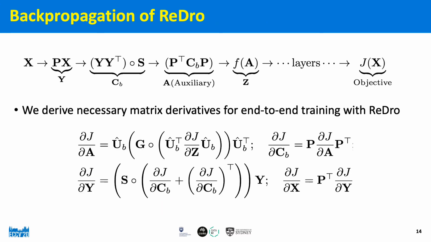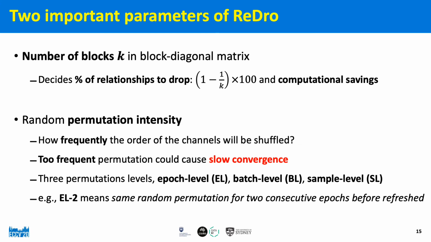We derive necessary matrix derivatives for end-to-end training of SPD networks with ReDro. They are thoroughly discussed in the paper. ReDro is sensitive to two key parameters: number of blocks in the block diagonal matrix and random permutation intensity. The number of blocks in the block diagonal matrix decides the percentage of relationships to drop from the SPD matrix and the computation savings. Random permutation intensity decides how frequently the order of the channels will be shuffled. The use of appropriate permutation intensity is important, otherwise it may cause slow convergence of training. We test three different permutation levels: epoch level, batch level, and sample level.